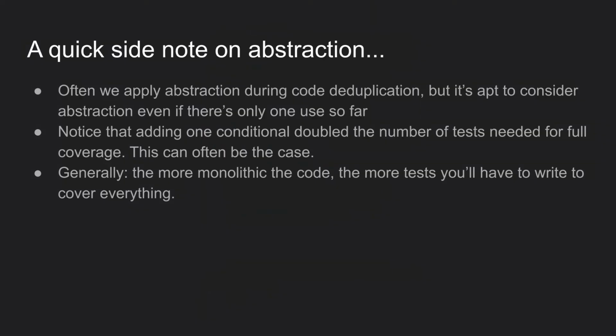Often, we apply abstraction during code deduplication, but it's apt to consider abstraction even if there's only just one use so far. Notice that when we were writing the above10 function, adding one more conditional doubled the number of tests we needed for full coverage. This can often be the case, and it can be even more than double sometimes. Generally, the more monolithic the code, the more tests you'll have to write to cover everything. Try to keep your functions small.